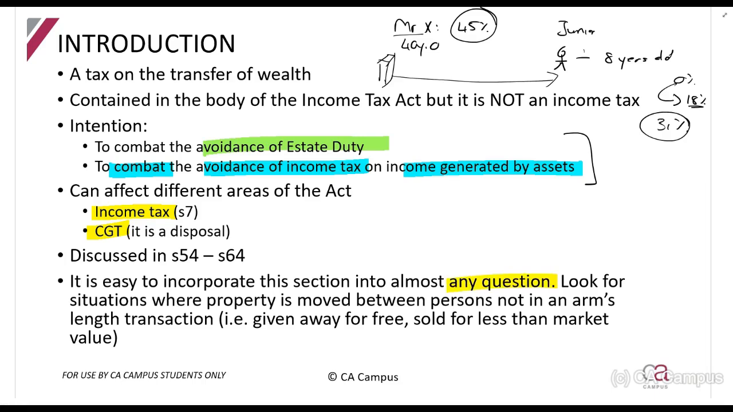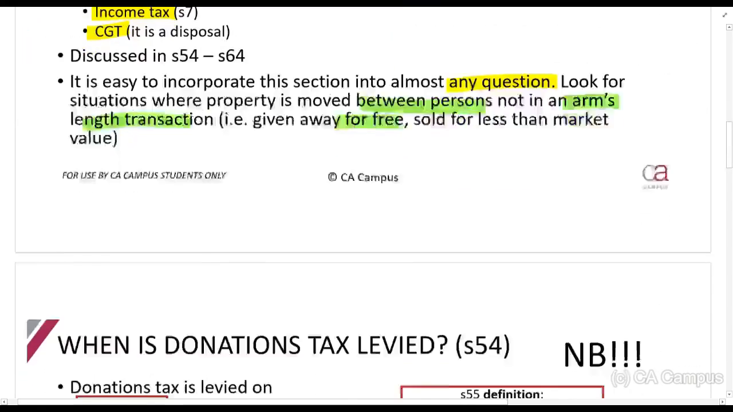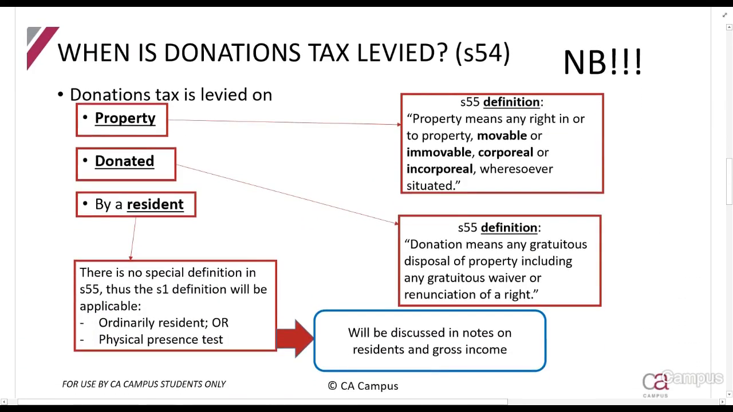You need to look out for situations where property, assets, money move between people not in an arm's length transaction. So look at situations where it's given away for free or sold at less than its market value. That's usually an indication that you should consider donations tax. So when do we raise donations tax?